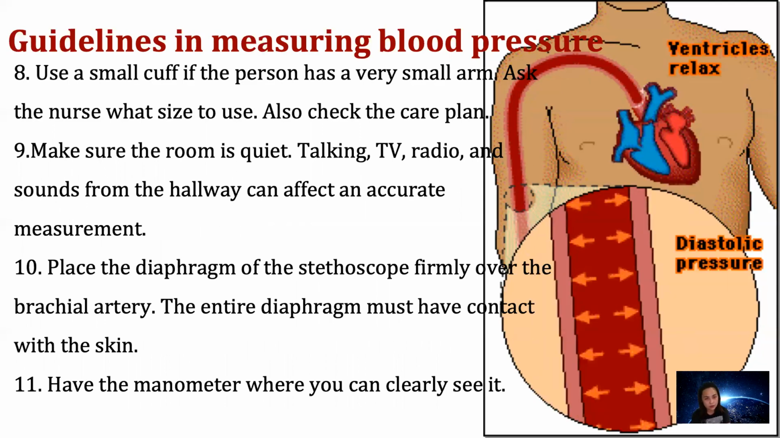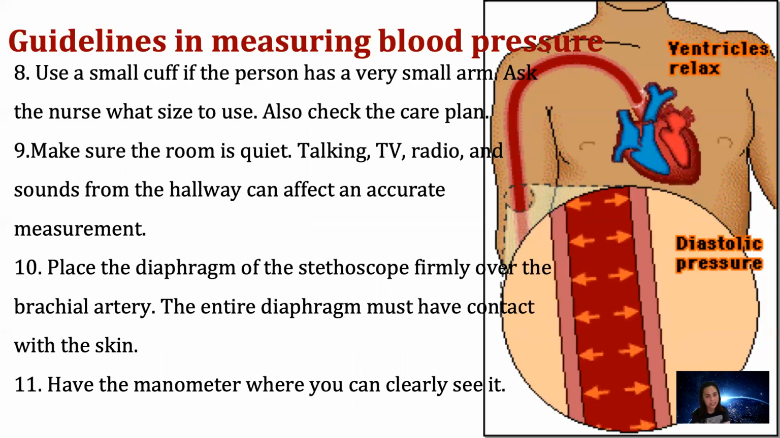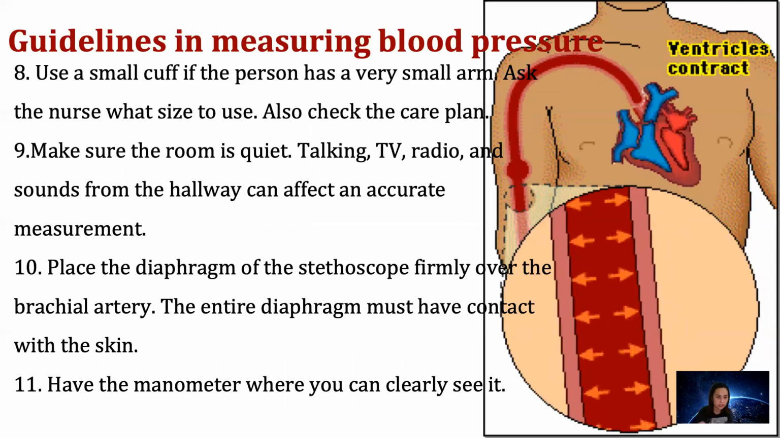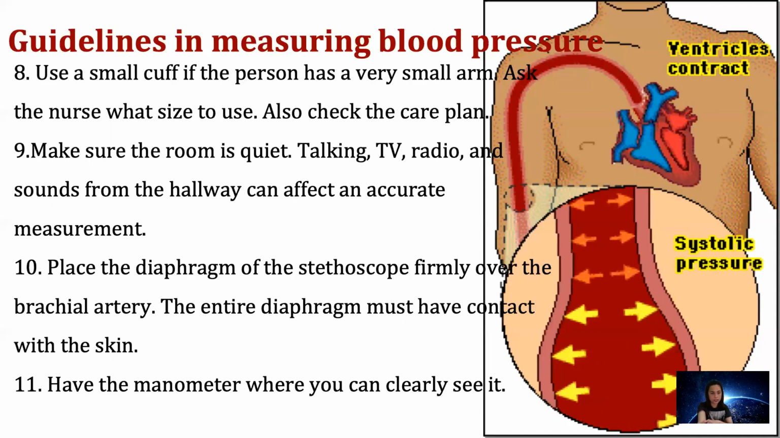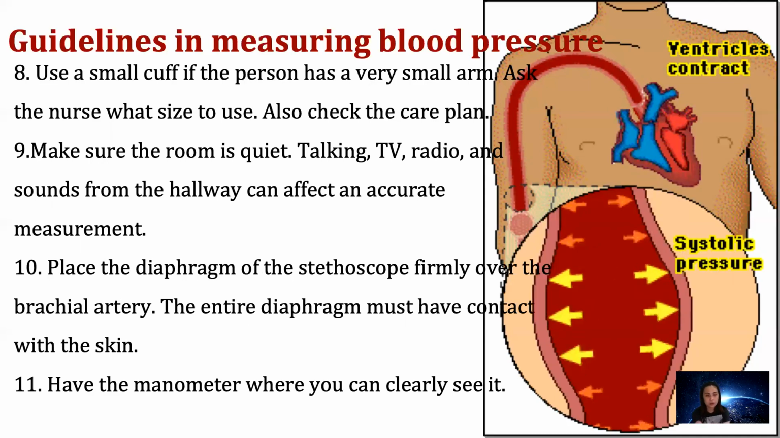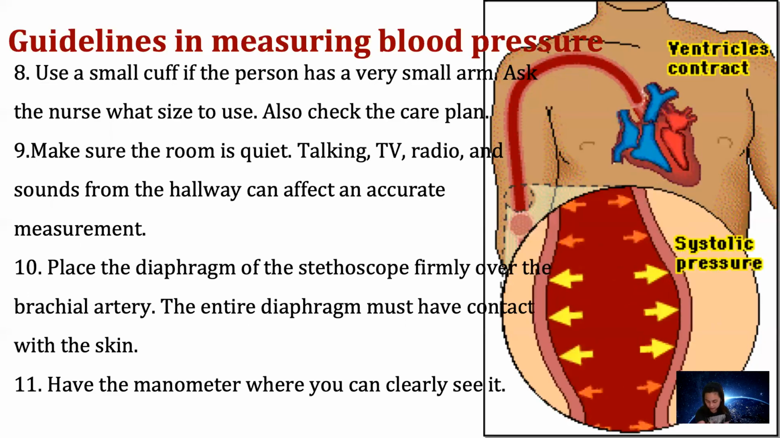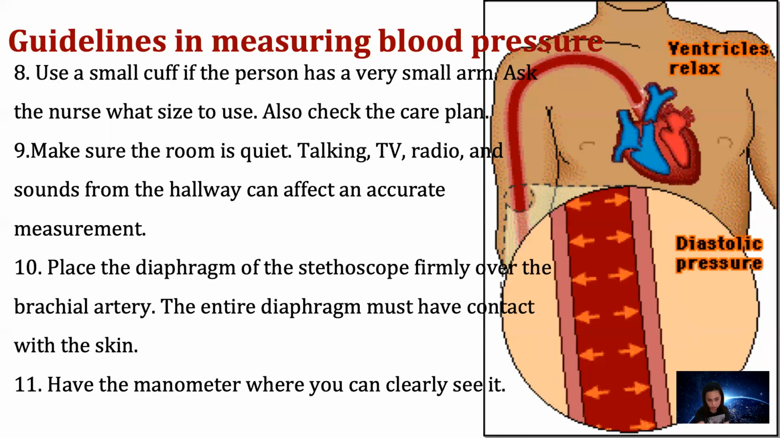Make sure the room is quiet, okay? Talking, TV, radio, and sounds from the hallway can affect an accurate measurement. Then place the diaphragm of the stethoscope firmly over the brachial artery. So place it on the brachial artery. The entire diaphragm must have contact with the skin. So if the arm has clothing, don't place the stethoscope on the clothing, it should be on the skin itself.